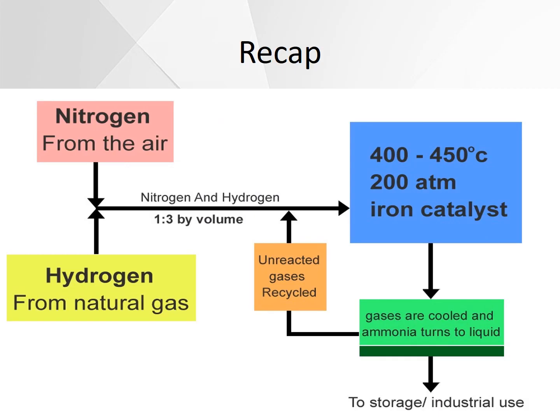Now, the recap of the lesson. Hydrogen and nitrogen are obtained from natural gas and the air respectively, and are pumped into the compressor through pipes. And the reaction conditions which are maintained for this reaction are 400 to 450 degrees centigrade temperature, 200 atmospheric pressure, and iron is used as a catalyst. Then gases are cooled and ammonia turns to liquid, and that is sent to the storage tank. Unreacted gases are recycled.